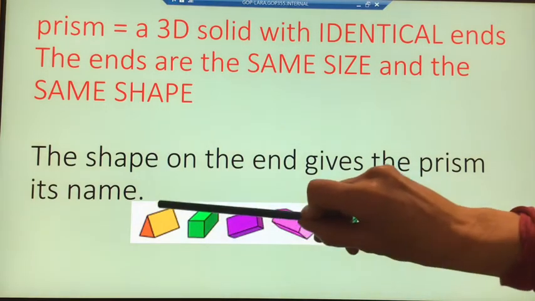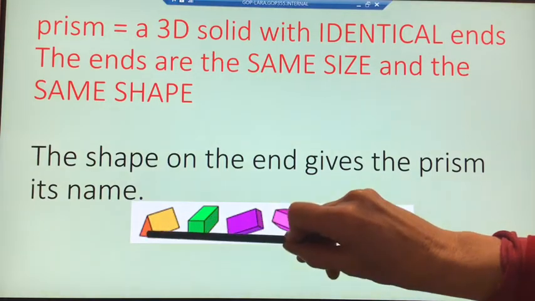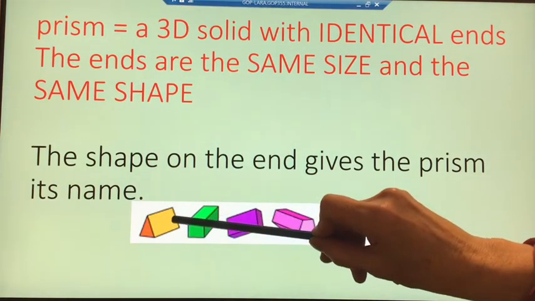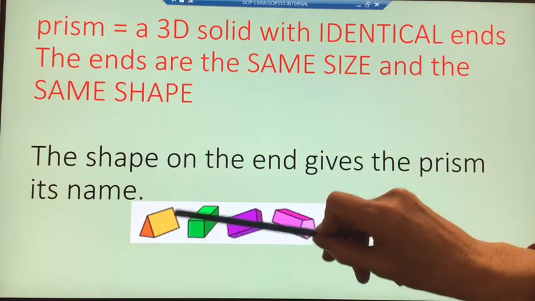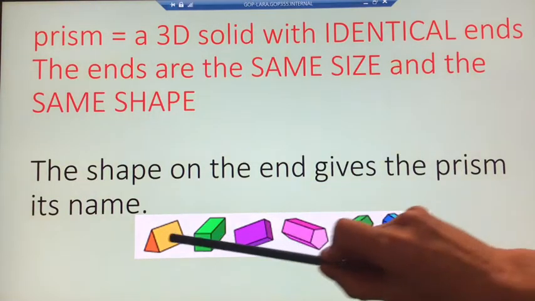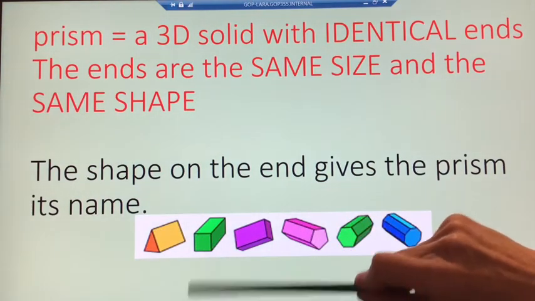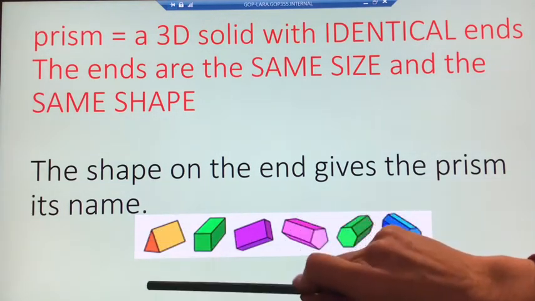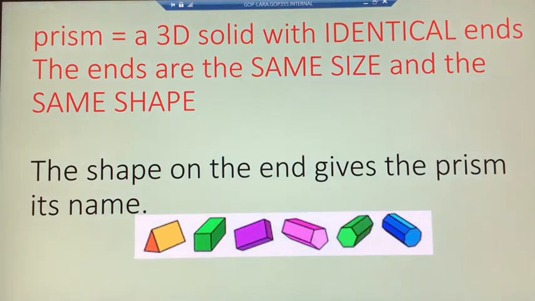So here in this triangular prism, we have a triangle at this end, and at the other end will be an identical shaped triangle, the same size and the same shape. The shape on the end of a prism gives the prism its name. So because the 2D shape here is a triangle, this would be a triangular prism.